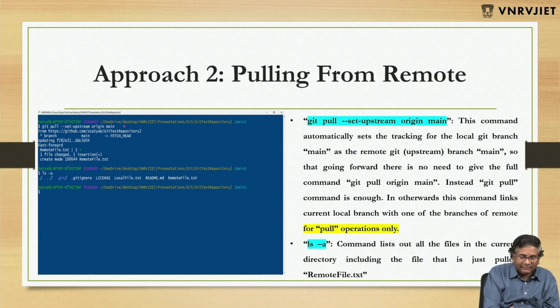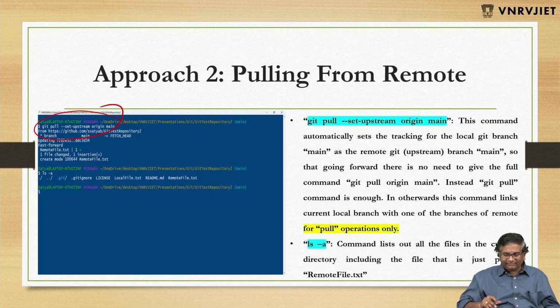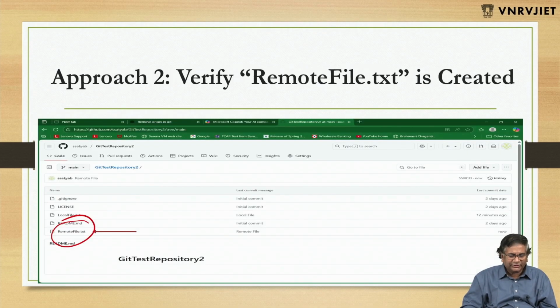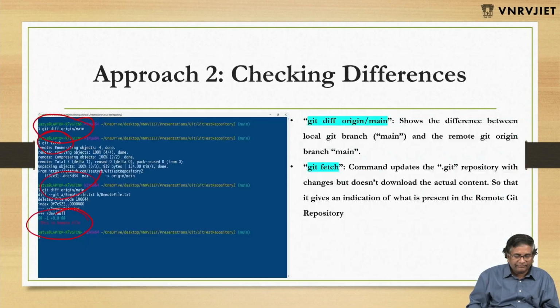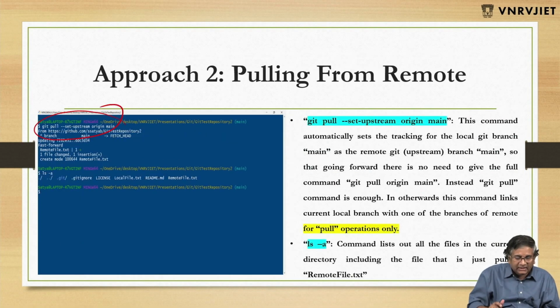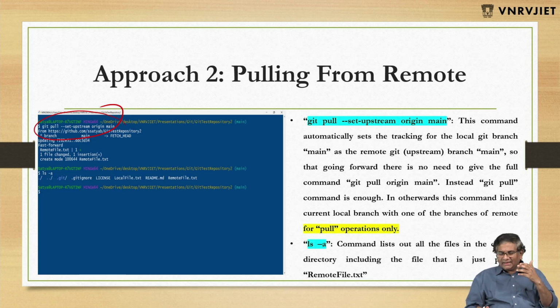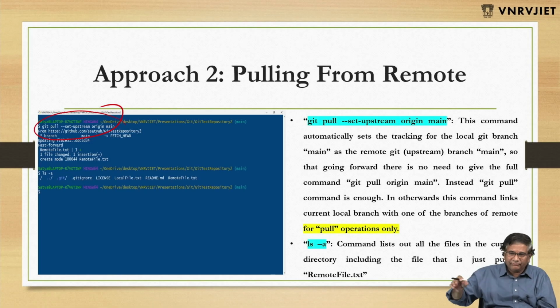Now I said git pull --set-upstream. Now one thing: for push I have to give --set-upstream, and for pull also. This is ugly, and you have to give it two times. Actually, there is another command that you can use: git remote --set-upstream, whatever it is, origin main, origin branch.